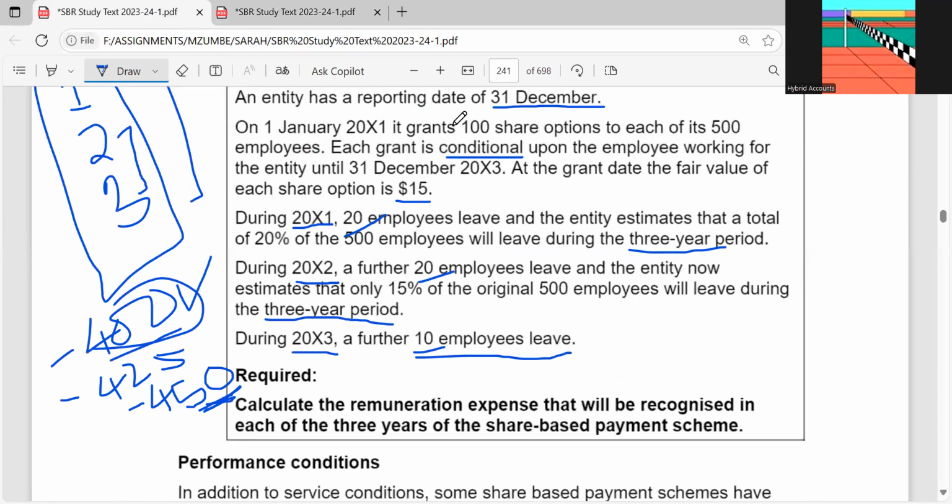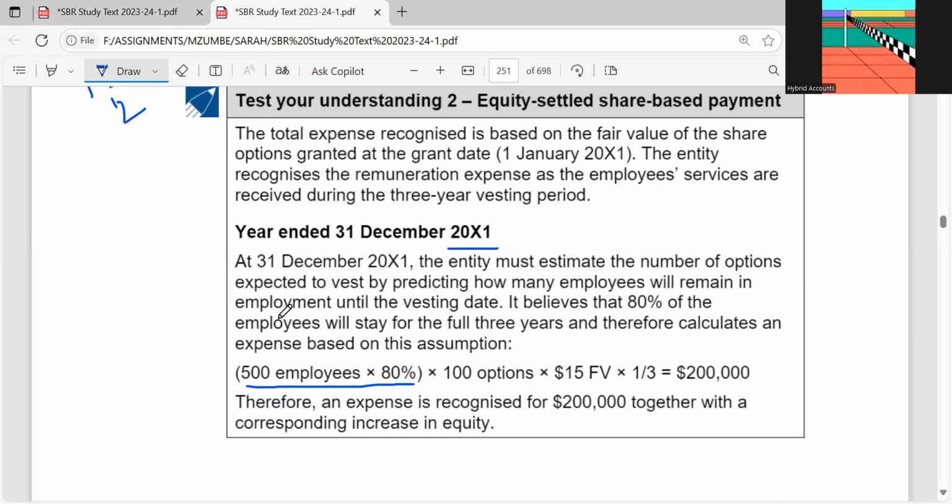But we are told that it grants 100 share options to each employee. So if each employee has 100 share options and we have 500 employees, what would be the total number of options? I would have to multiply by 100 options, right? By multiplying this, I would have the total number of options. So what I will remain with is just knowing the worth of those options.